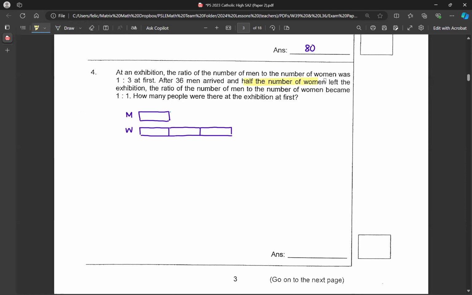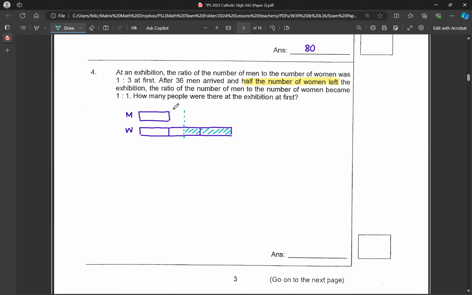Half the number of women left the exhibition. So I think women will be easy to begin with because, out of 3 parts, I know the half would be somewhere here. So this is the half. This is the one that I shade off, because half the women left the exhibition. Now, from here, I think we can easily work out the 36 from where to where already.